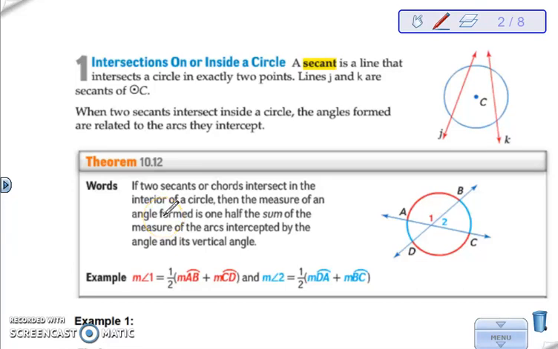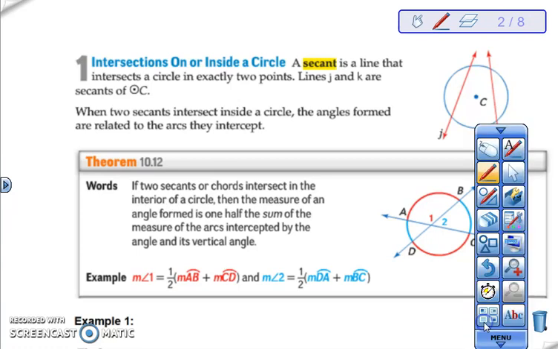Hello, welcome. Today we are talking about secant lines and circles. So we're sort of continuing with where we left off.